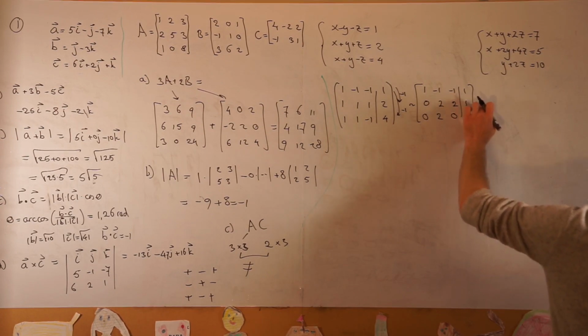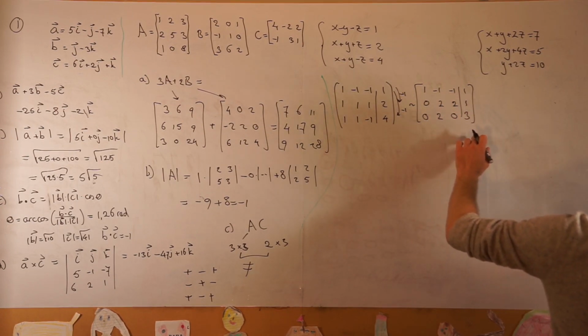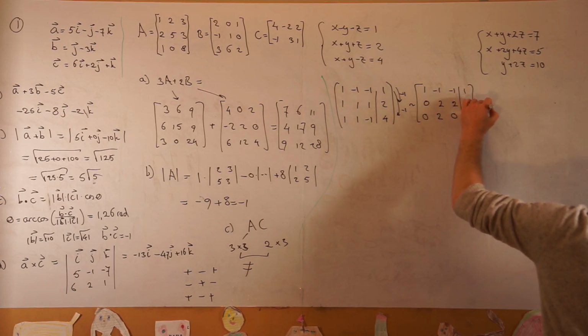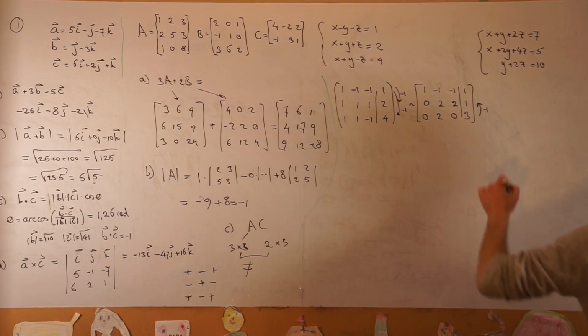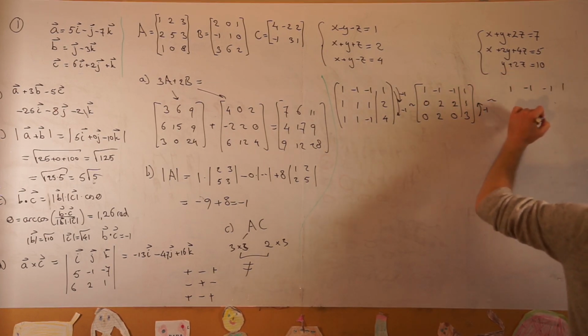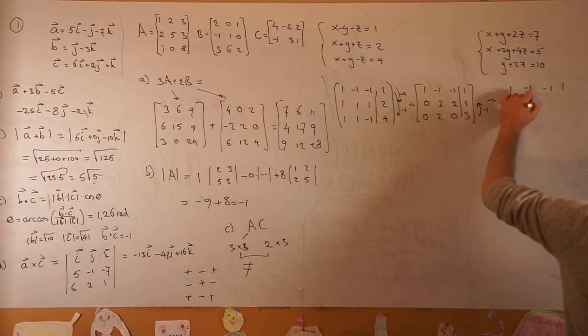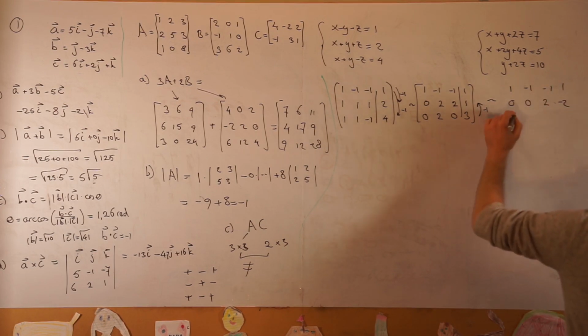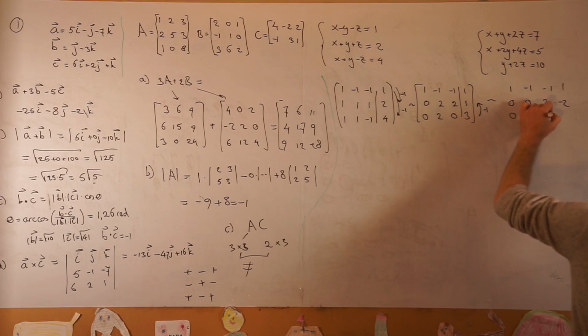We'll then switch these two around because of that 0 here. You don't have to. You can also just say, well, I'm going to subtract the third one from the second one, and I end up with my 1, minus 1, minus 1, 1, 0, 0, 2, minus 2, and the last one I'll just leave, 2, 0, 3.